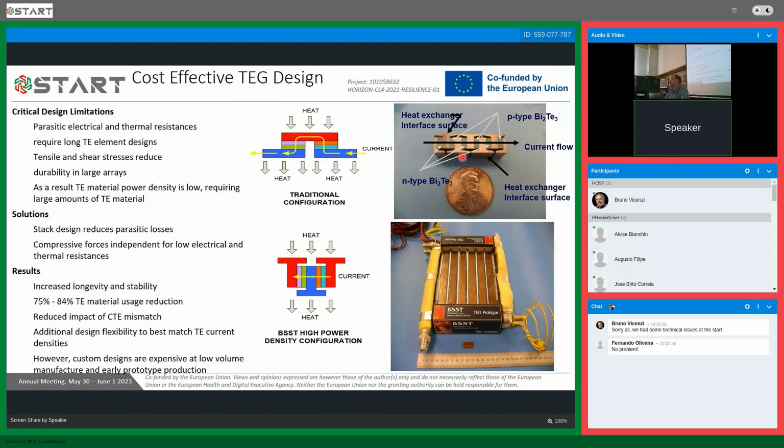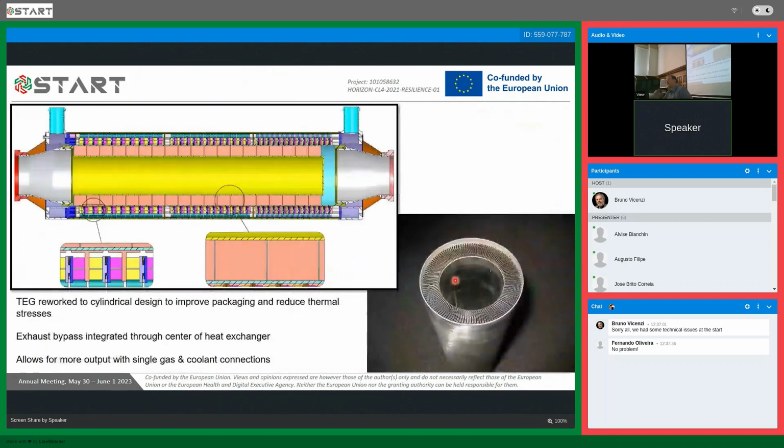Here is an example of such a part that was made. In this case, the material is bismuth telluride, and you can see that you have the P-type material and the N-type material, and you can see just for scale. This particular part was then integrated into a device, so this is just one particular way we were combating some of the challenges. Another was to make a cylindrical device.